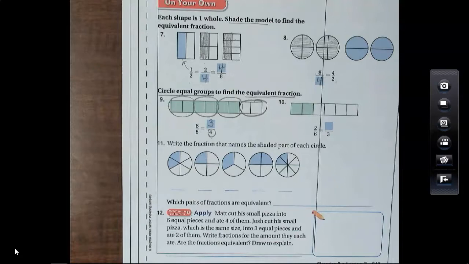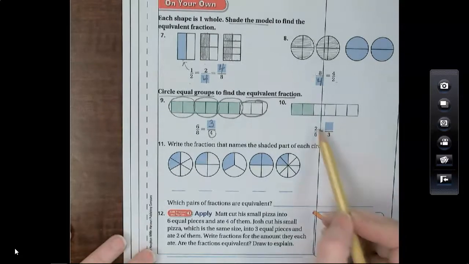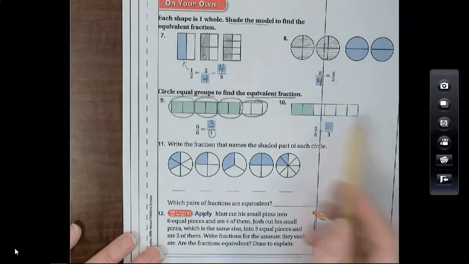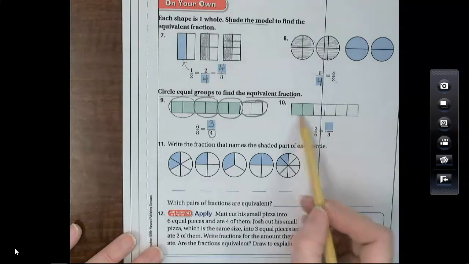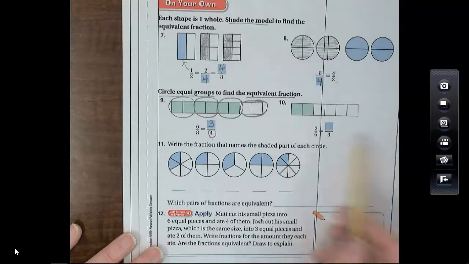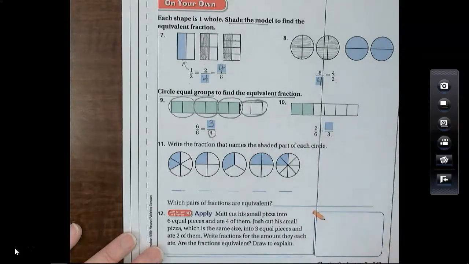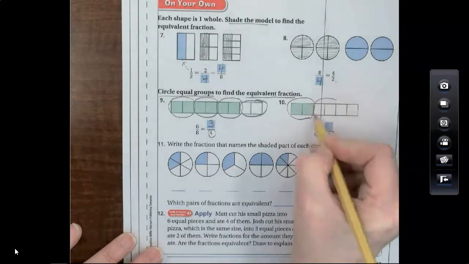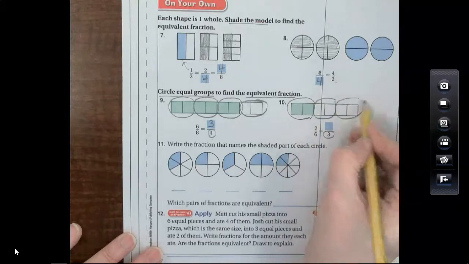Okay, let's look at number 10. Number 10, we have 2/6 is going to equal some missing numerator over 3. We got the 2/6 because 2 out of these 6 are shaded. 2 out of 6 are shaded, but we have to make equal groups. That 3 tells us we're going to have 3 equal groups. So 1, 2, 3 groups.